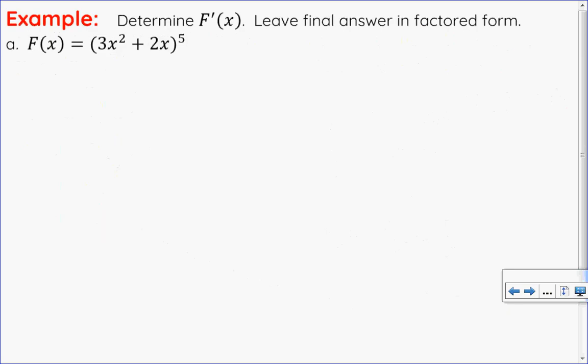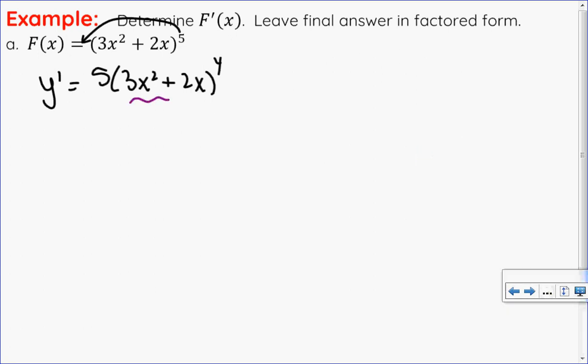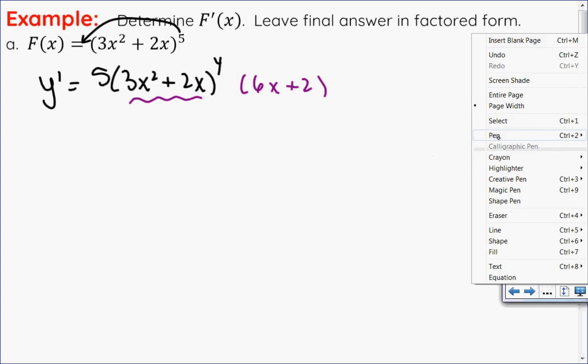So let's use chain rule to do a couple examples here. So in this function here, I have something raised to the exponent of 5. It is a composite function. So to do the derivative, I'm going to bring the 5 down. I will decrease my exponent by 1, and then I'm going to multiply it by the derivative of the inside, which is 6x plus 2. So let's tidy this up a little bit.